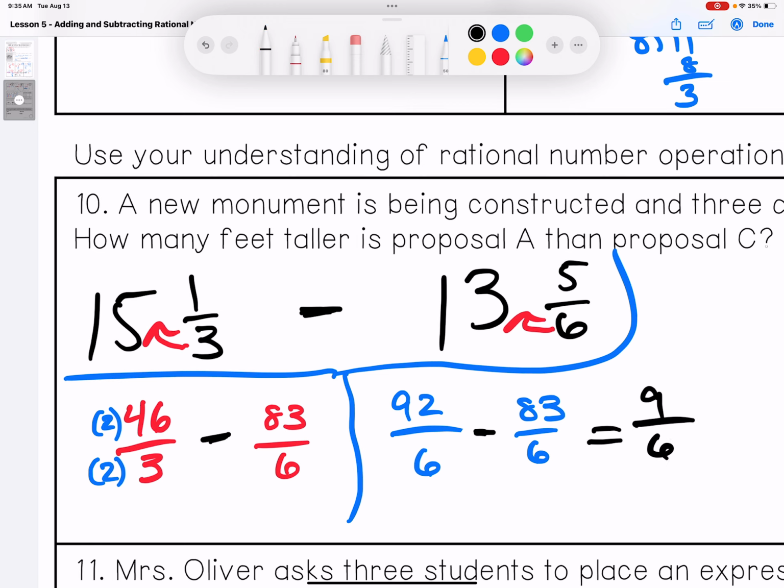Number 11. Miss Oliver asked 3 students to place an expression on the number line to represent the solution. The number line below shows 0 and negative 1 1/2. Determine where each student should place the solution to the expression. So let's work out Judy's, and then Rico's, and then Kay's. Judy's first, I'm going to go in red here. It needs to become an addition, and that needs to become minus.